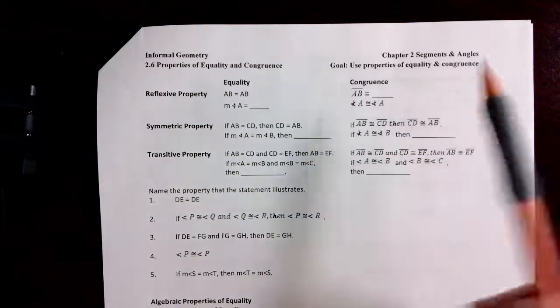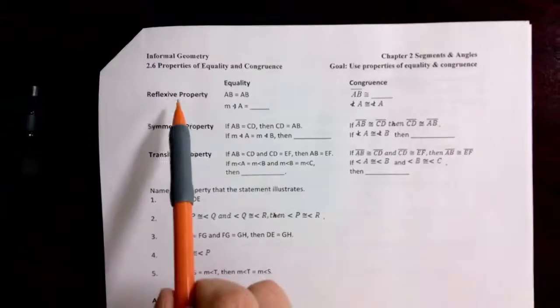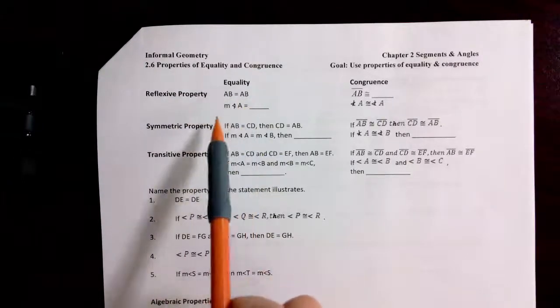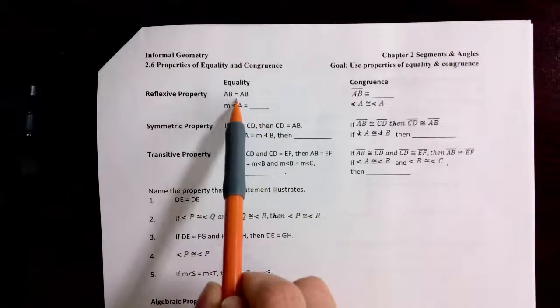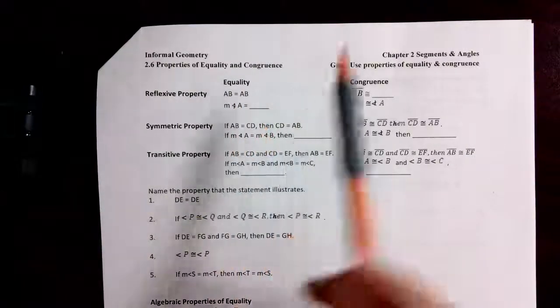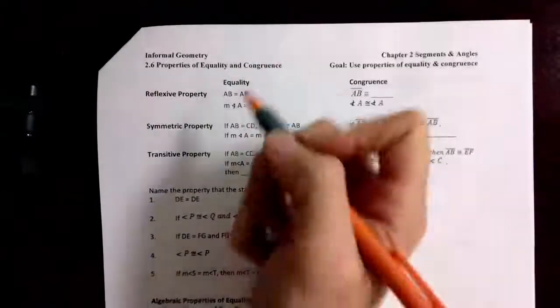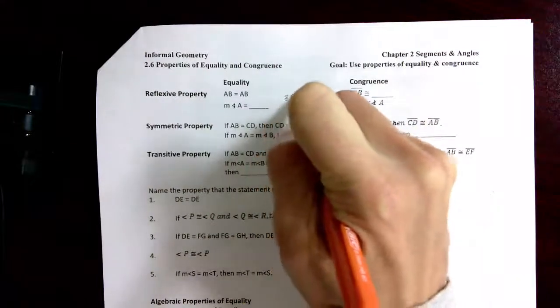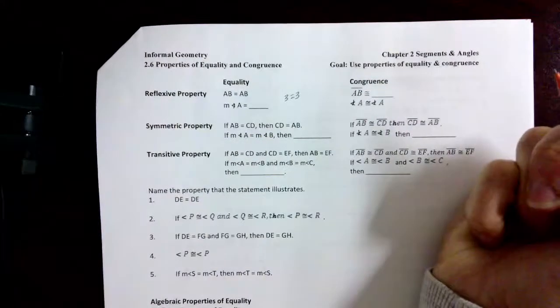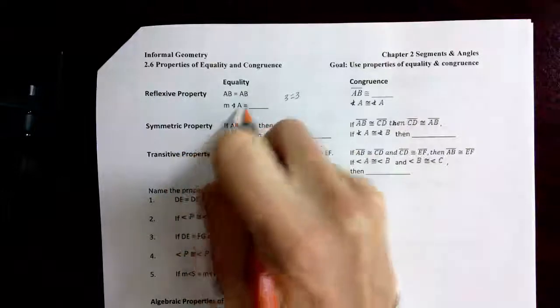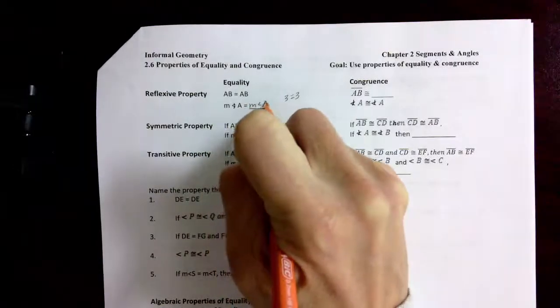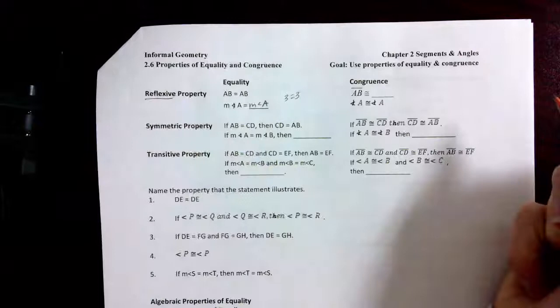Okay, reflexive property. Reflexive really means I'm going to have the exact same thing on both sides. So segment AB is equal to segment AB. It's the exact same thing on both sides. I could write it very simple, like 3 is equal to 3. The exact same thing on both sides, okay? So if this says the measure of angle A, I'm going to write the measure of angle A over here. This is the reflexive property, okay?